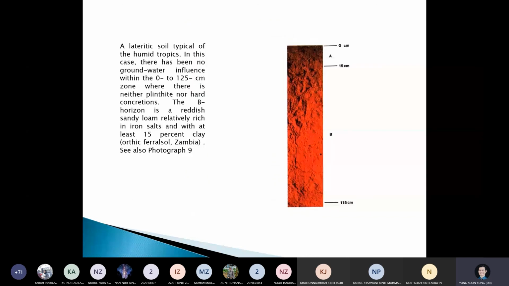Lateritic soil, I think I will probably skip this one, because when we talk about horizons, I will tend to elaborate A, B, and the rest of the master horizons first before I show you this one. Now, this is what we are about to learn when we come to the chapter about soil classification. So this is why I will skip this slide and wait until that lesson comes. Then I will elaborate later.